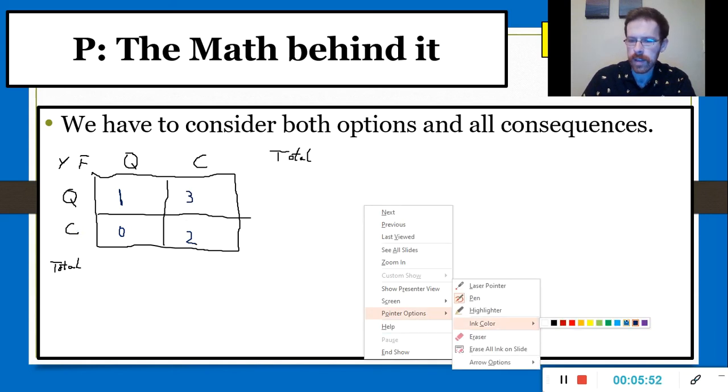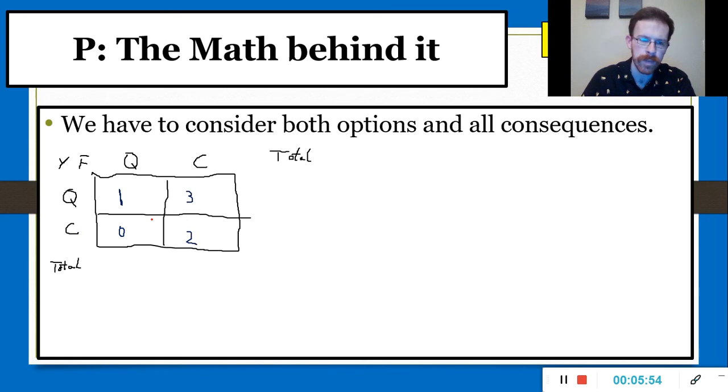So you can already see that there are some numbers up here. 1, 2, 3, and 0. But if you confess and they stay quiet, they get 3 years. If you stay quiet and they confess, they get no years. If you both stay quiet, 1, and if you both confess, you both get 2 years.